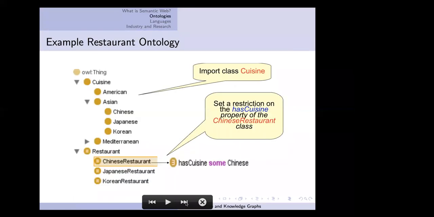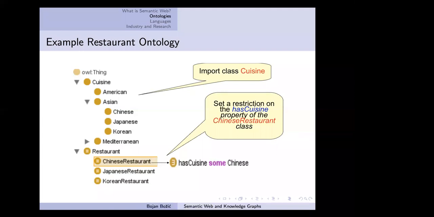So if you have a look at an example here, this is an ontology that's used a lot as an example case. So you could, for example, have different classes, very similar to object-oriented programming, where we have here different cuisines, like American and Asian. Then we have subclasses in Asian, like Chinese, Japanese, and Korean, right? So we know that those cuisines are Asian cuisines too. Then we have Mediterranean, for example.